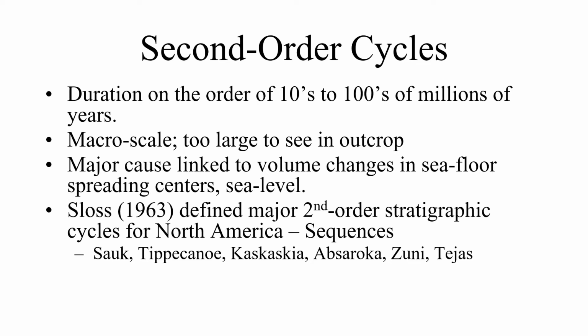And then we have the Kaskaskia going on throughout, briefly in the mid to late Paleozoic. The Absaroka is late Paleozoic throughout early Mesozoic. The Zuni is late Mesozoic, and then the Tejas is Cenozoic. In between each of these, you have considerable unconformities or regressions. And that's really what these sequences are showing, is the distribution of conformable packages of sediments associated with the North American craton.